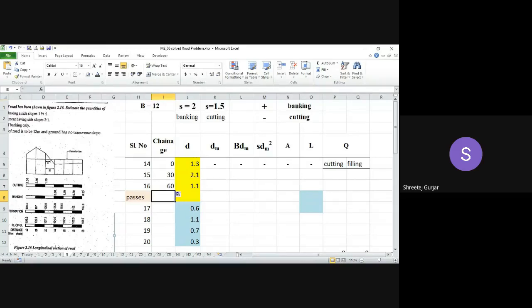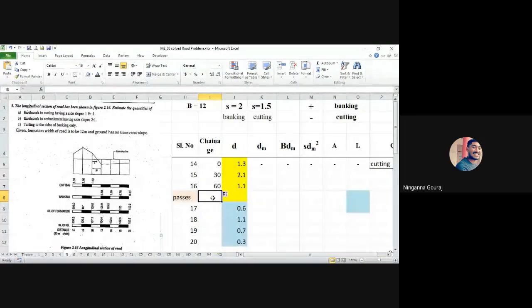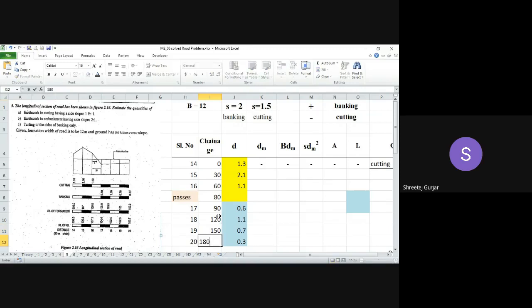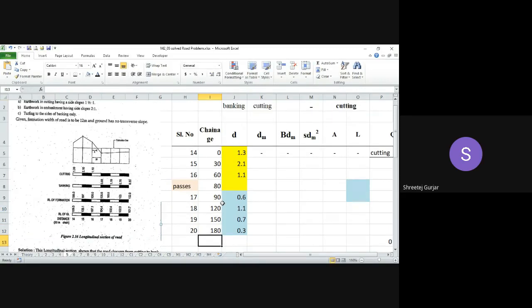So this will be what? 80, sir. 80, right? X is 20, so this will be 60 plus 20, that is equal to 80. What is the 17th chainage? It is 90. This is 120, and so on. I hope you have understood how we have found this out. And here the depth is nothing but 0.